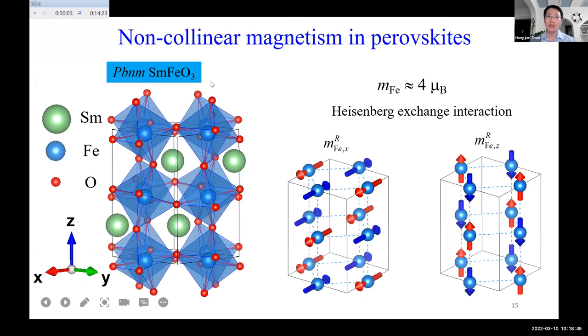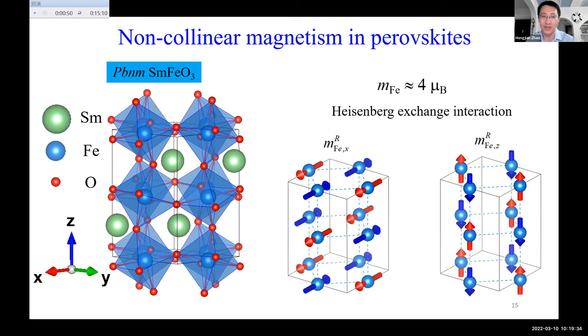We see nonlinear magnetism in many cases come from the magnetic DMI, for example, in rare earth ferrites such as samarium ferrite. In this case, because of the Heisenberg exchange interaction, the neighboring irons tend to be aligned in an antiparallel way, forming what we define as the R-type antiferromagnetic structure. Basically, the magnetic moment can be aligned along the X direction, or along the Z direction, and also along some other directions.